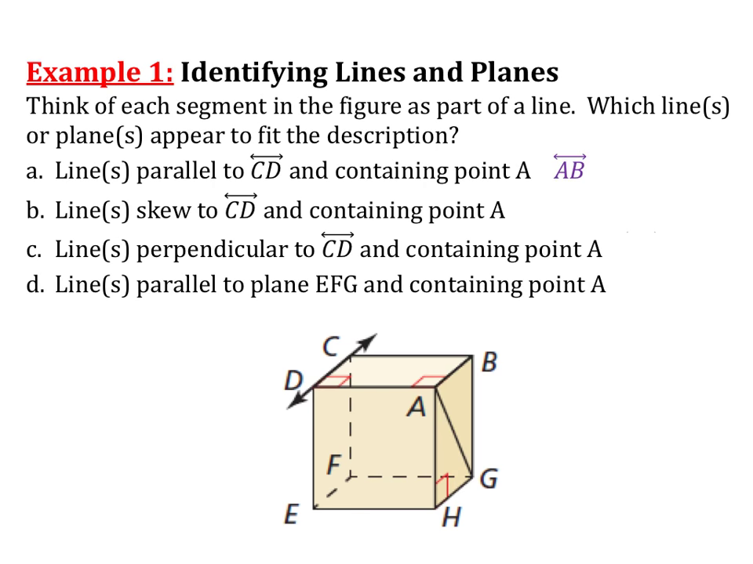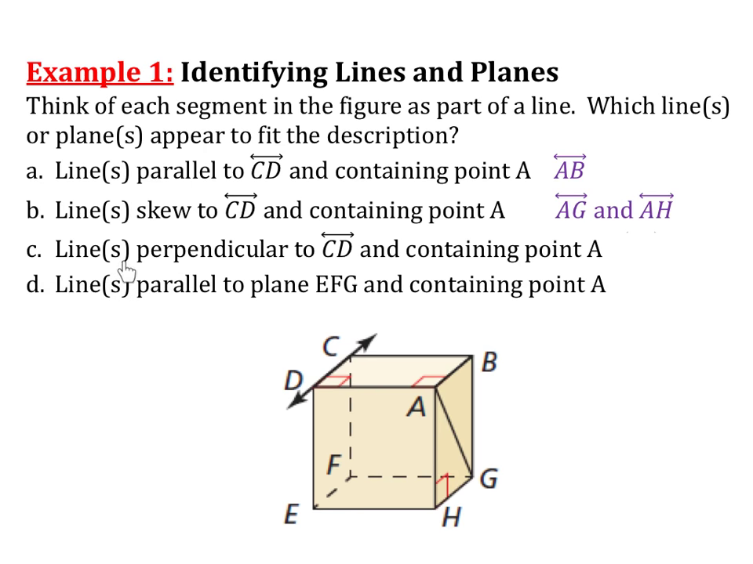Next, which line or lines are skew to line CD containing point A? So again, here's point A, here's line CD. So skew could be line AH or line AG. It wouldn't be AB because that's parallel. And remember, skew is not coplanar and not intersecting.